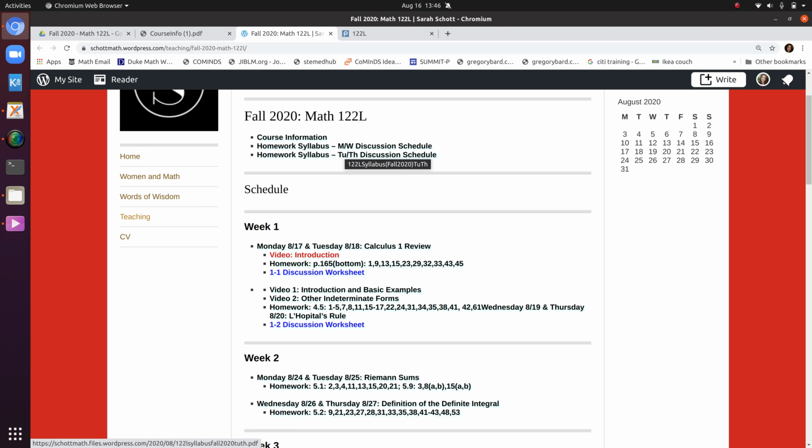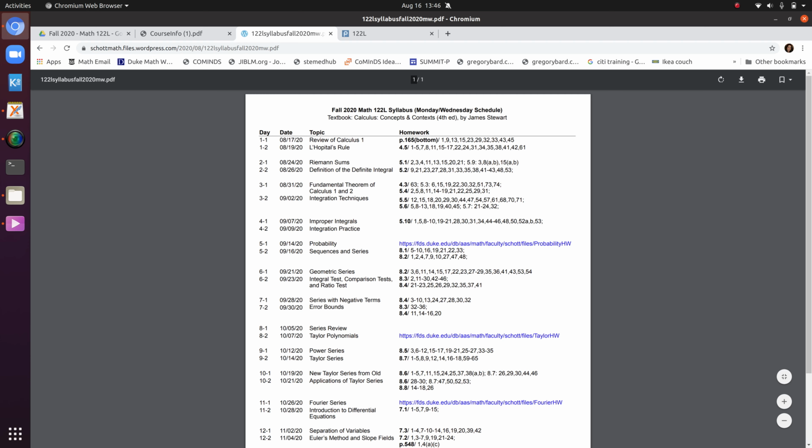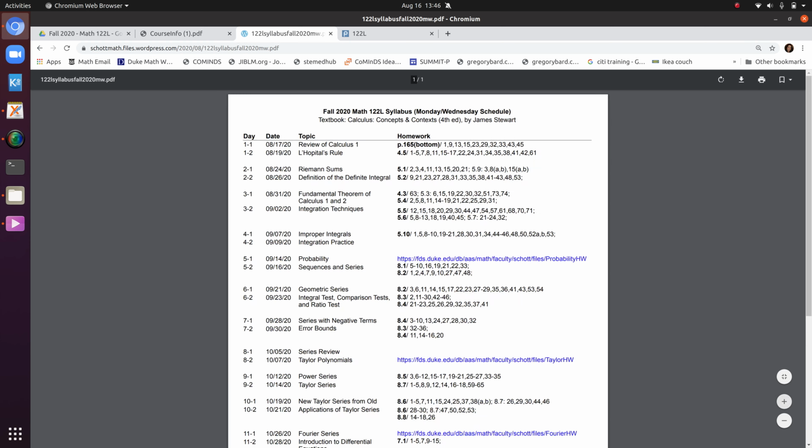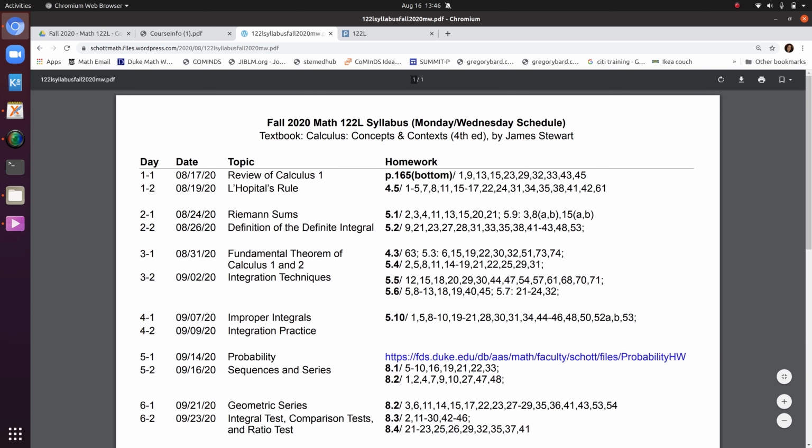Notice that I have two, and these are identical except for the dates. Some of you meet on Monday, Wednesday, and some of you meet on Tuesday, Thursday. But I put in here the topic that will be covered in each discussion section. That should help you figure out then what videos you need to watch before that discussion, and also what the name of the lecture quiz will be that's due before that discussion.